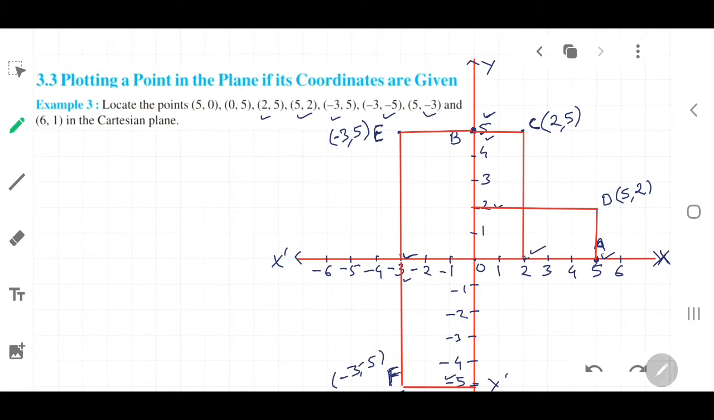Next you see 5 and minus 3. So 5 is positive. You check where is 5 positive. Here you will find 5 positive. And y is minus 3. So minus 3 you can get here. Correct? So where will be the point? So you can join here. Till here you join it. 3, na? Till here you join it.